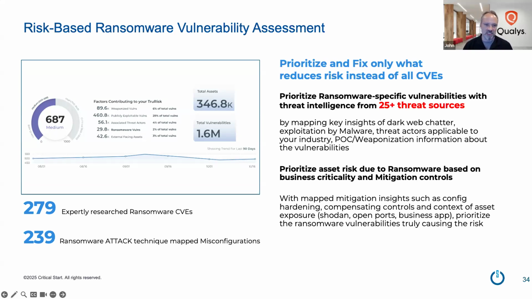So again, we mapped those key insights with these threat intelligence feeds against these vulnerabilities to really understand what the threat actors themselves are going after, whether there's evidence of POCs or weaponization, or just dark web chatter about these vulnerabilities. And that helps customers to prioritize asset risk due to ransomware based on business criticality and their mitigation controls. So we can help map things such as configuration hardening, compensating controls, and context of asset exposure, like their open ports, what Shodan's telling people, is it a business application or more, and prioritize those ransomware vulnerabilities that are truly causing the risk. And you can see here that we have 279 expertly researched ransomware CVEs and 239 ransomware attack techniques mapped to misconfigurations.